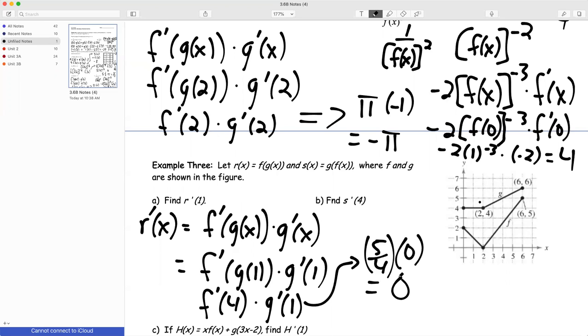All right, why don't you try the next one? We want S prime of 4. So try that one for me, please. I got you. A little slow. Why not go slow?